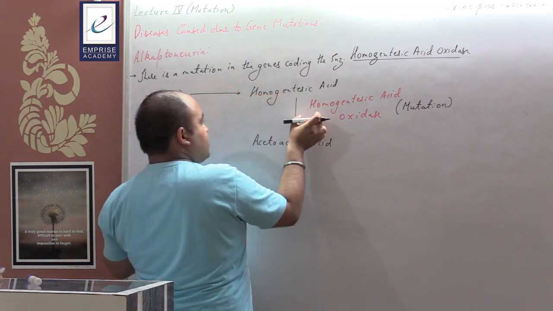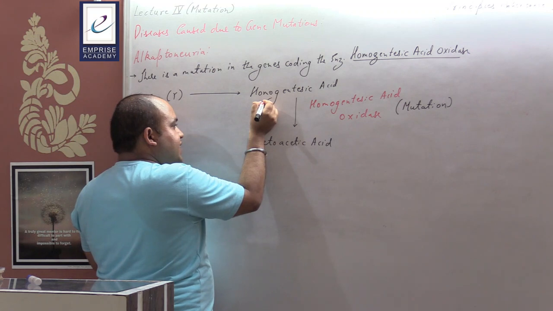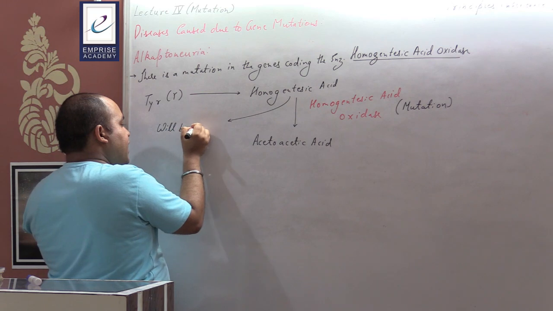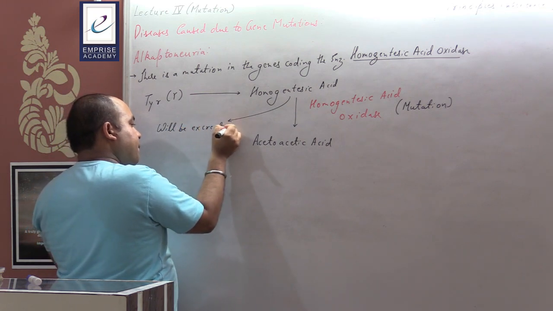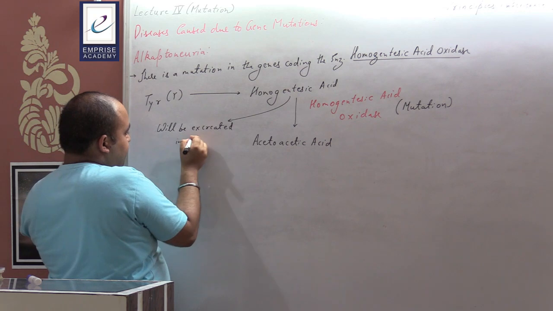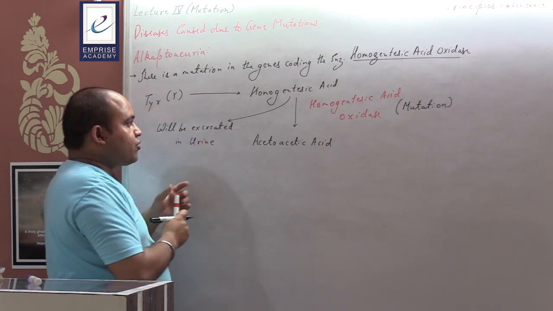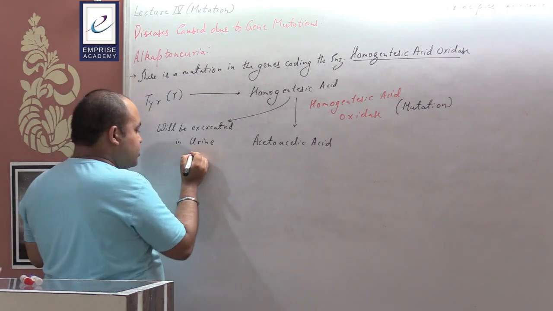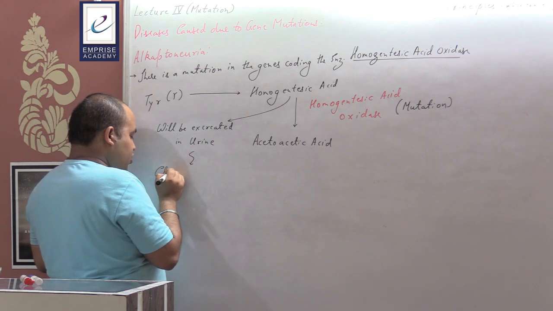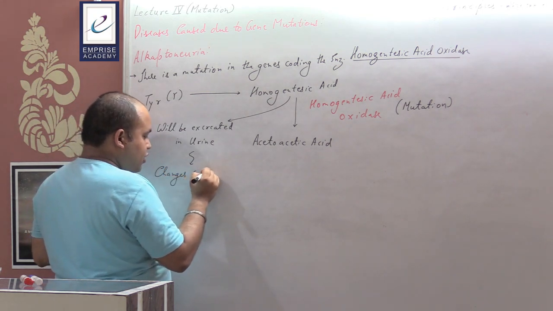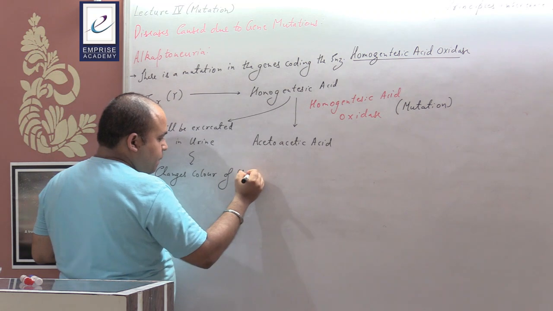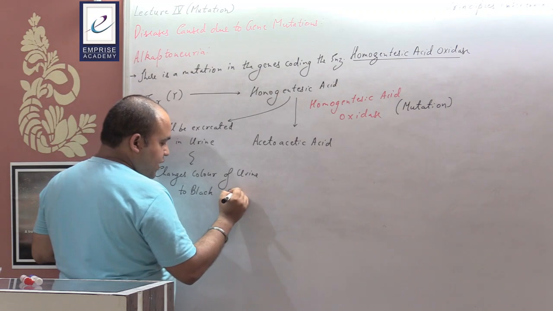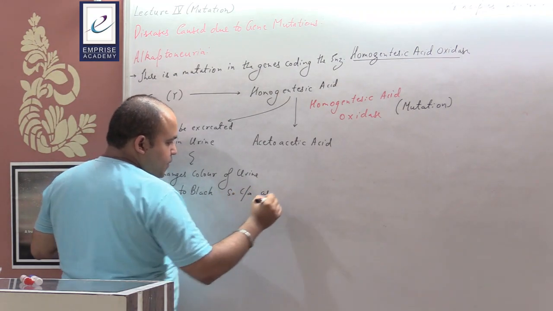Then what is going to happen? If this enzyme has been mutated, then homogentisic acid will be excreted in urine. When this is excreted in urine, it will cause the color change. It changes the color of urine to black, so it is called black urine disease.